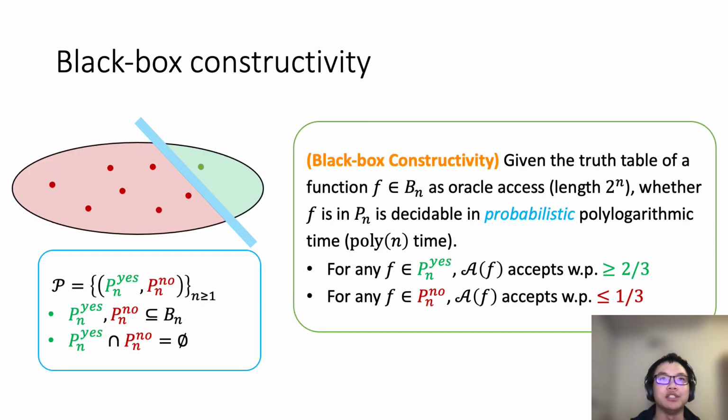So our actual definition of black box constructivity is, for a promised property, if a function f is in Pn yes, then our algorithm accepts with some large probability. And if the function is in Pn no, then the acceptance probability is small. And we don't have a guarantee on the acceptance probability if it is in neither Pn yes nor Pn no. Okay, this may be a bit technical, but the key point is just the algorithm runs in probabilistic poly n time instead of a much slower poly 2 to the n time.